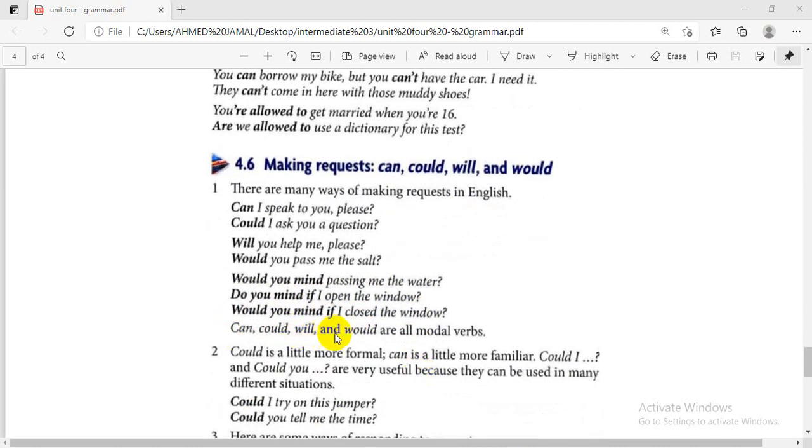Can, could, will and would are all modal verbs.